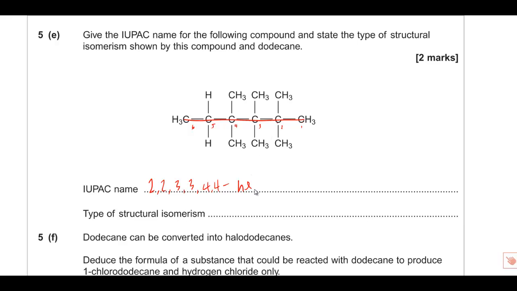It's 6, so it's hexa, and you have the A there. Methyl and hexane, because it has that 6 carbon basic structure there. What kind of structural isomerism is that showing? Dodecane we know has that 12 carbon chain, hence the reason it's dodecane. This one's got 6, hexane, therefore it's got to have chain isomerism.